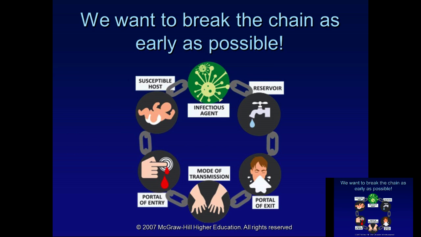Resistant. So the goal is to break the chain as early as possible. In a perfect world, an ideal situation, you would want it broken at this infectious agent, so there would be nothing to make you sick. If it was broken at that link, then we wouldn't need any of these other things. These would be moot points.